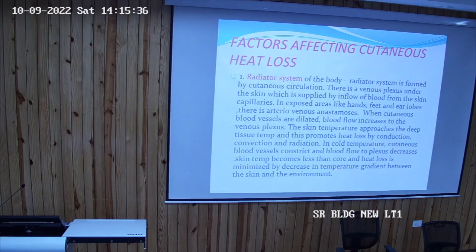Now, what are the factors which affect the cutaneous heat loss? When we study the structure of the skin, beneath the skin we have the arteriovenous anastomosis and the venous plexus, with continuous circulation coming. The temperature is set within a small range by the hypothalamus, and if there is variation, the hypothalamus will set the temperature automatically and it has to be reset.